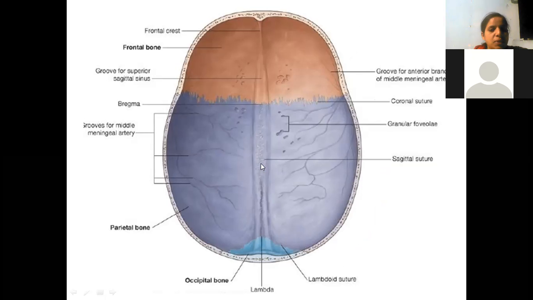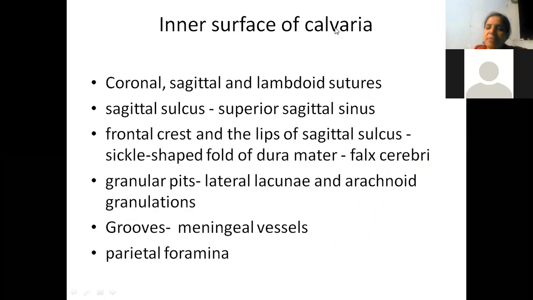Now you see here the inner surface of the calvaria, nothing but the cranial wall. It is showing the coronal, sagittal and lambdoid sutures, the superior sagittal sulcus, and the frontal crest. I have just shown you the frontal crest. It is an area where the dura mater is attached. Granular pits we have seen just now, and grooves also.